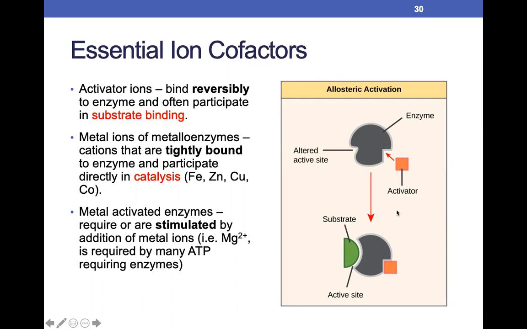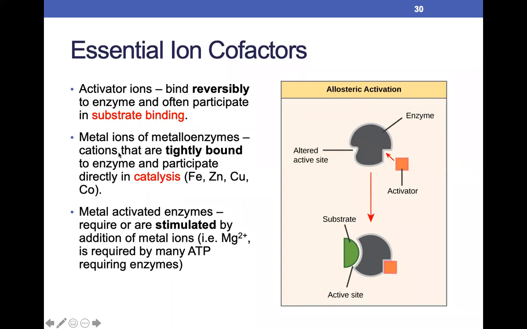Essentially, what an activator ion does is this: there's an enzyme over here, and my activator ion, this orange square, binds to the enzyme and makes the active site ready for the substrate, so the substrate can now bind to the enzyme. Key idea: this binds reversibly. As soon as the substrate binds, the activator ion has done its job and it dissociates. If you see reversibly in an MCQ, that is a dead giveaway. This is an activator ion, not one of the other ones.